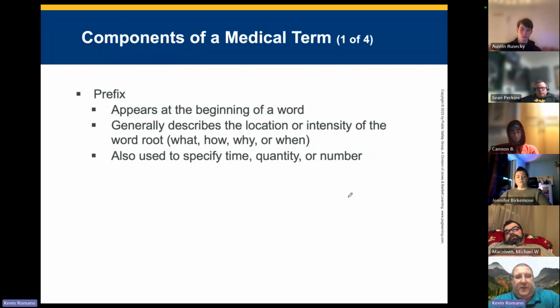So the components of medical terms: the prefix appears at the beginning of a word and generally describes the location or intensity of the word root that follows, right? Also used to specify time or indicate uncountable quantities.